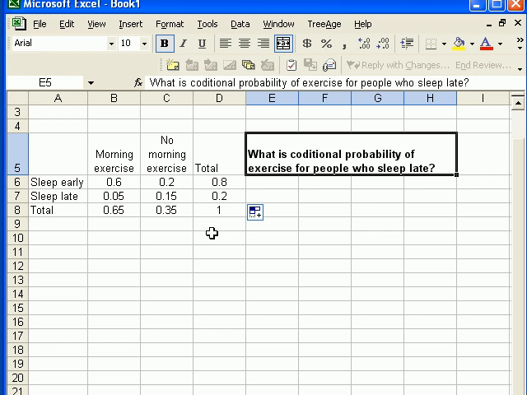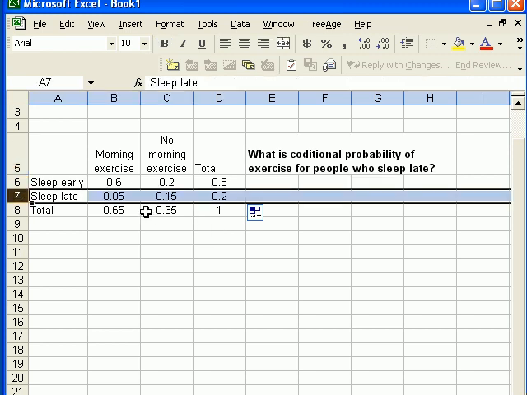The concept is easily understood if we think of it as a reduction in the universe of space of possibilities. What we are saying is that the only thing we are concerned with is the fact that everybody has slept late now. So we are only concerned with this row of data. The rest of the data is irrelevant because those are people who didn't sleep late. And we need to calculate the conditional probability of exercise in this context.